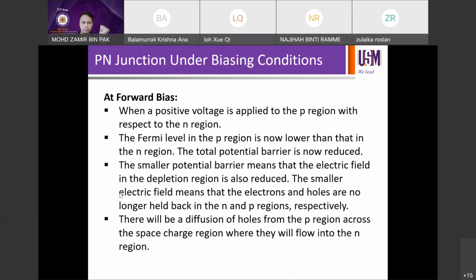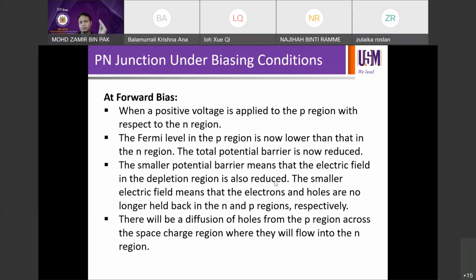On the other hand, at forward bias, a positive voltage is applied to the P with respect to the N. So remember the polarity, positive to P and negative to N. The Fermi level in the P region is now lower than that in the N region. The potential barrier is now reduced. The QVBI is now given by QVBI minus VA or VF. Either one is fine. So that essentially means the effective barrier is now reduced. The smaller barrier means that the field in the depletion region is also reduced.